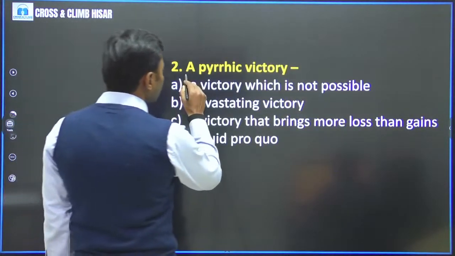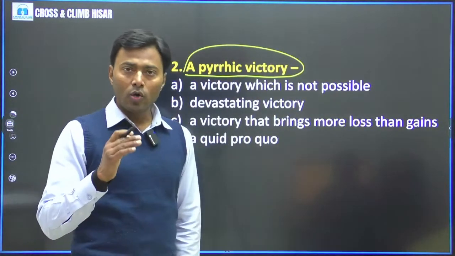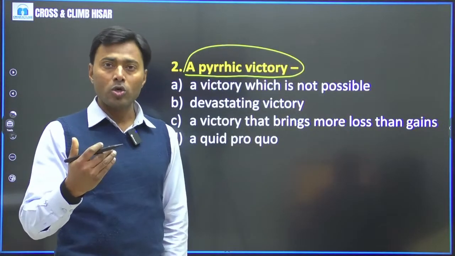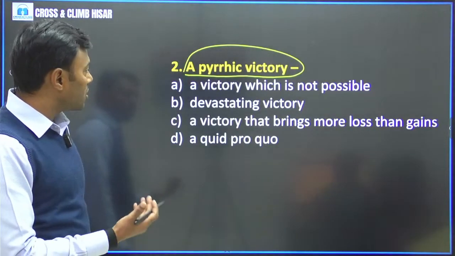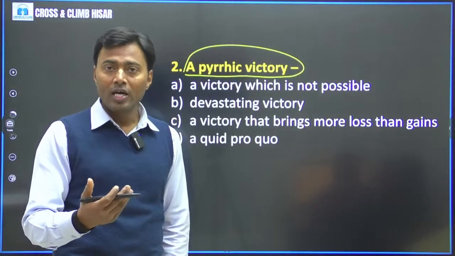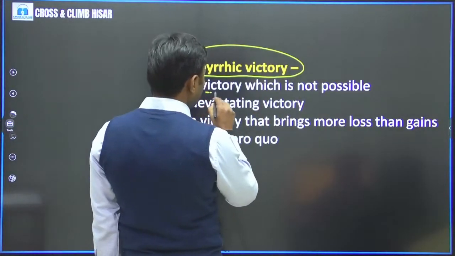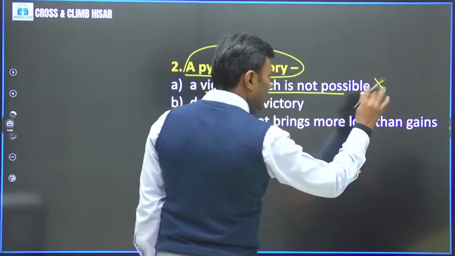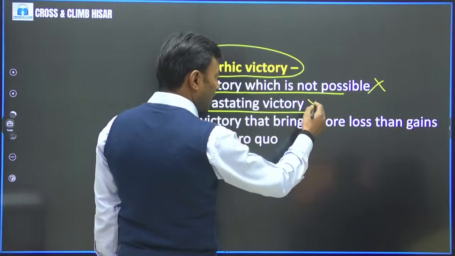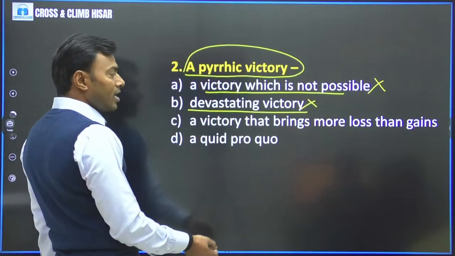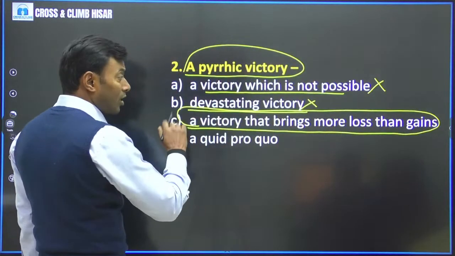A Pyrrhic victory. So the word Pyrrhic is used when you are going to have something that is too costly to be important, right? If it is too costly, it means it has cost too much. That's why now it is not going to be worth it. A devastating victory, a victory that has devastated something, a victory that brings more loss than gains. The cost of this is too much that we cannot celebrate it.